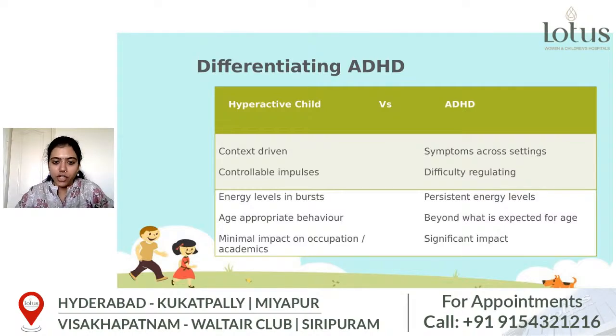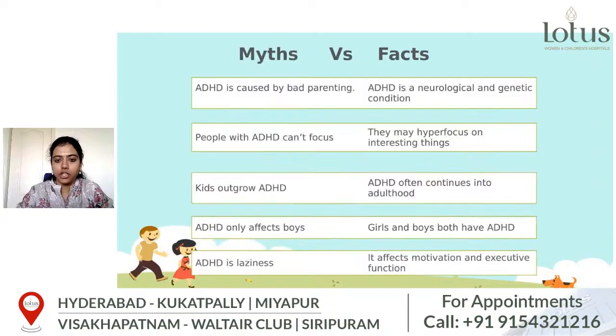Then hyperactive child, as I said in the previous slide, usually doesn't have any kind of impact on occupation or social functioning or academics. Whereas an ADHD child, their ADLs, that means activities of daily living, their social functioning, their peer relationships, and academics are usually affected. So that makes the difference between a hyperactive child and an ADHD child.